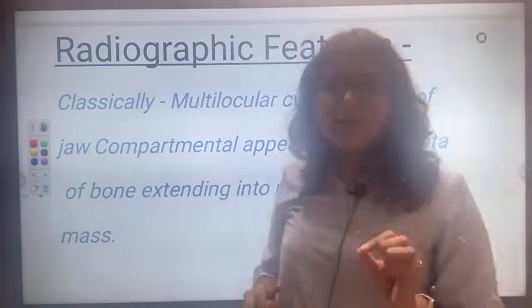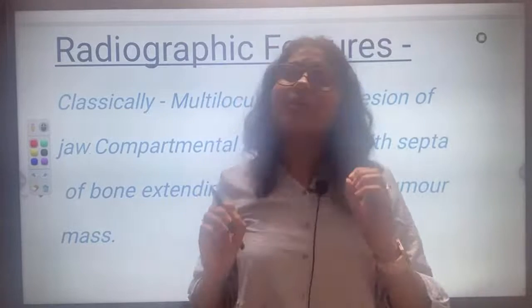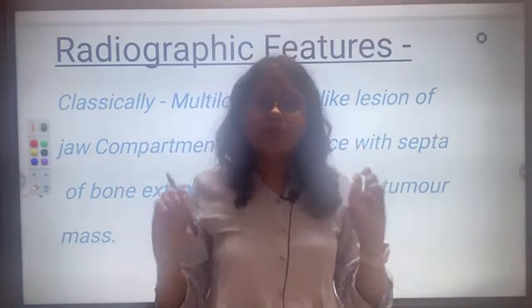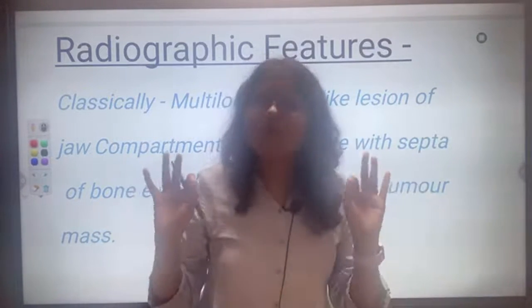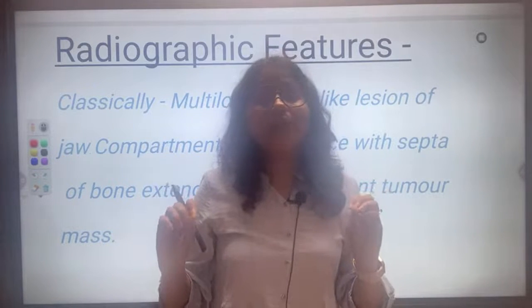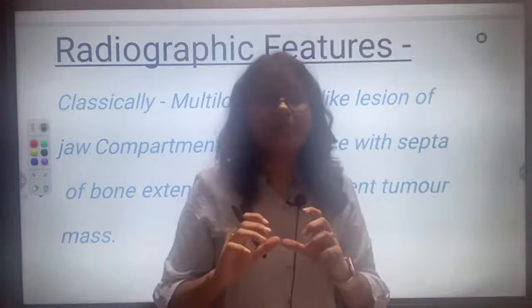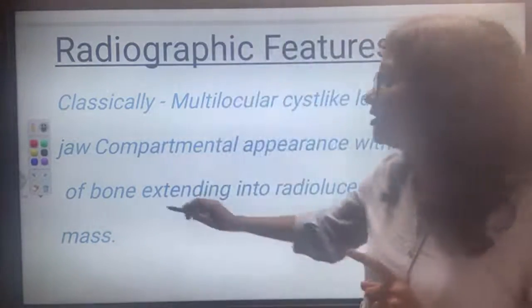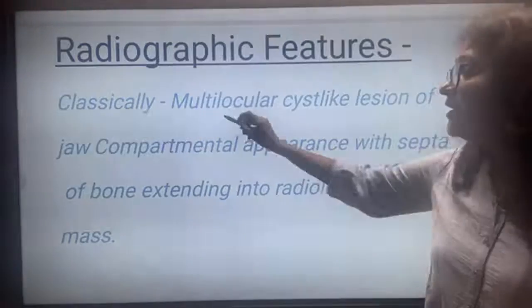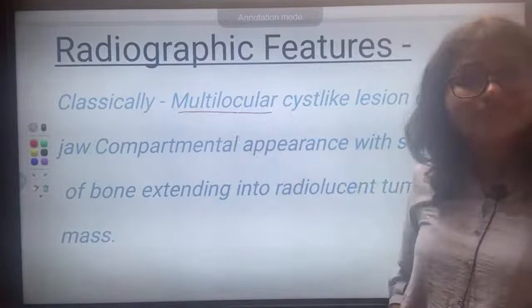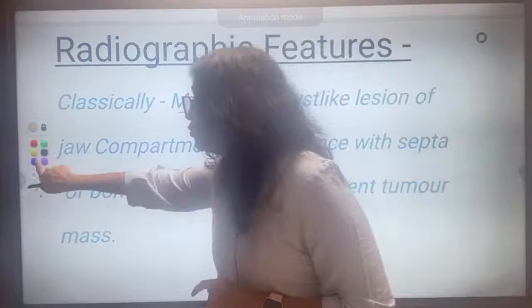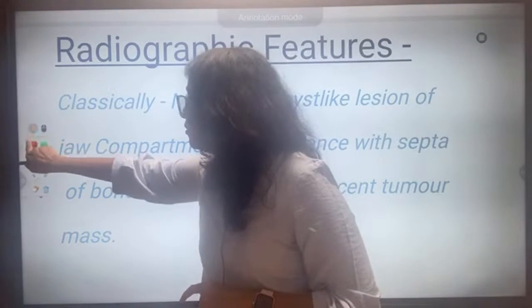Radiographically, the most important thing, one word to remember for the classic type of ameloblastoma: it will have a compartmental appearance, in the sense you will see many cyst-like spaces within it, right? So what is the classic type of ameloblastoma? Classically multilocular, right? It is multilocular. I'll just show you.